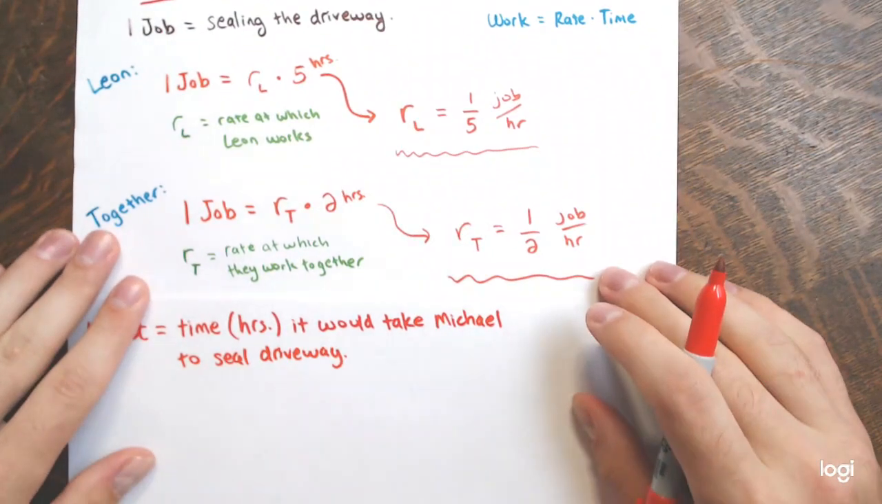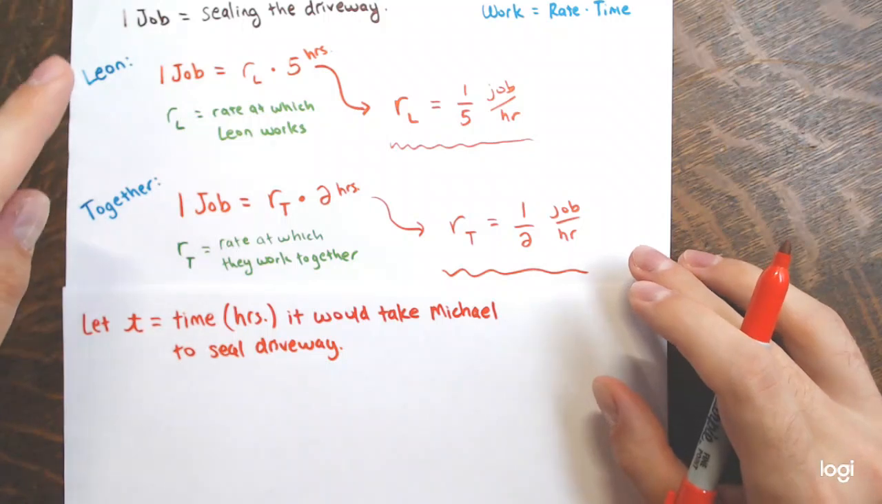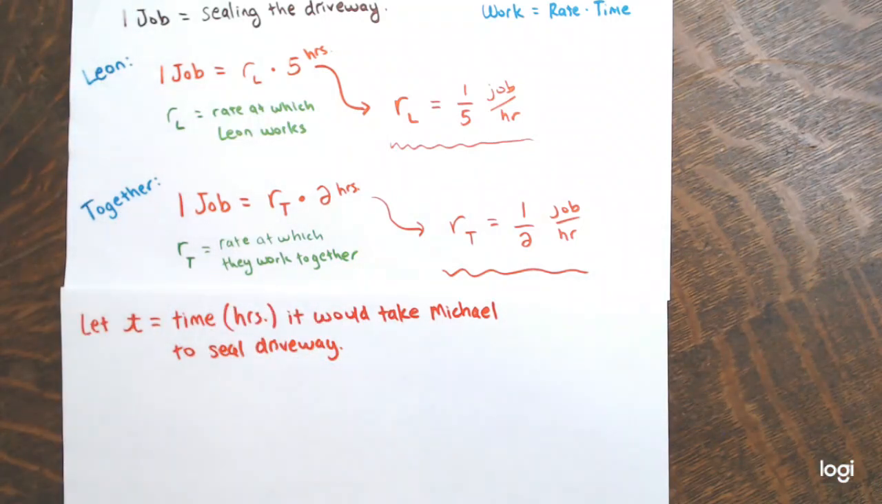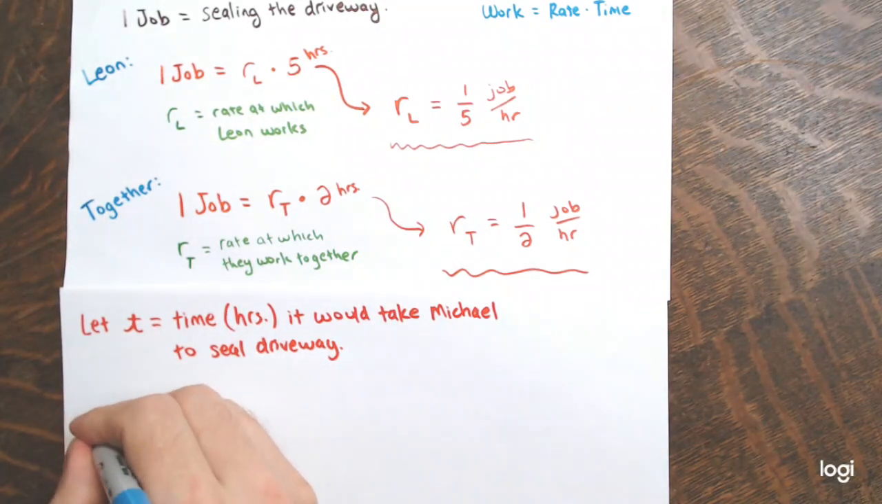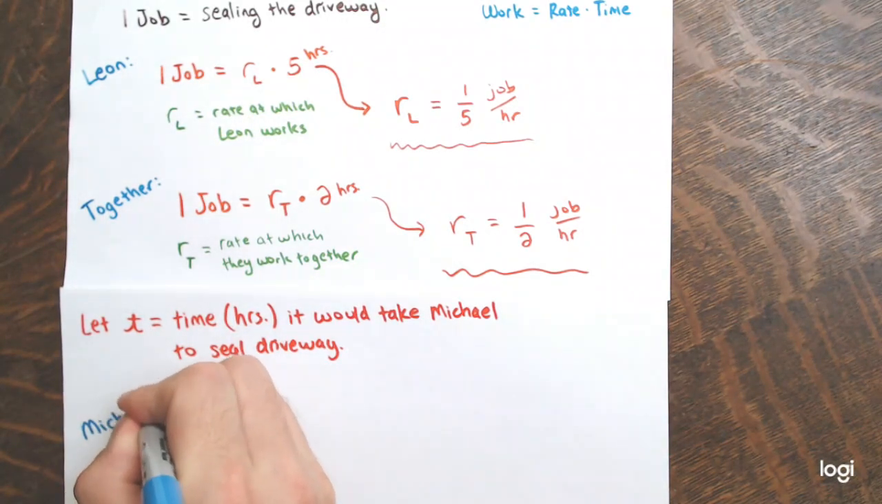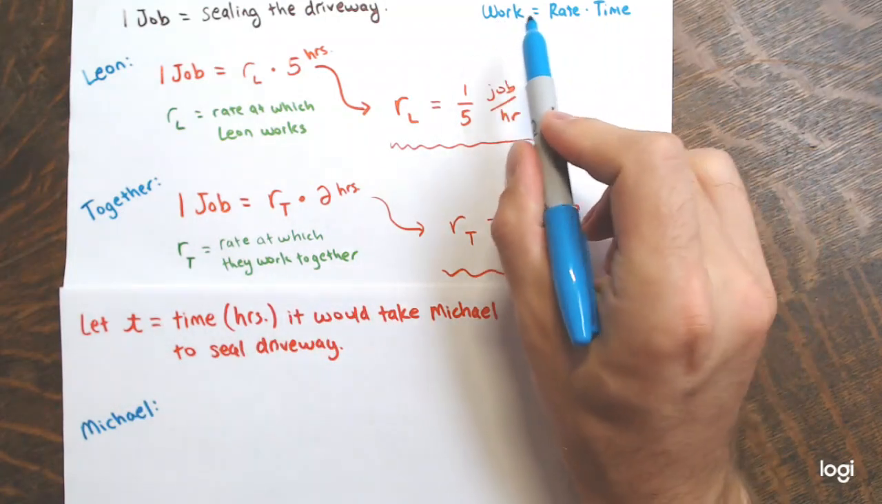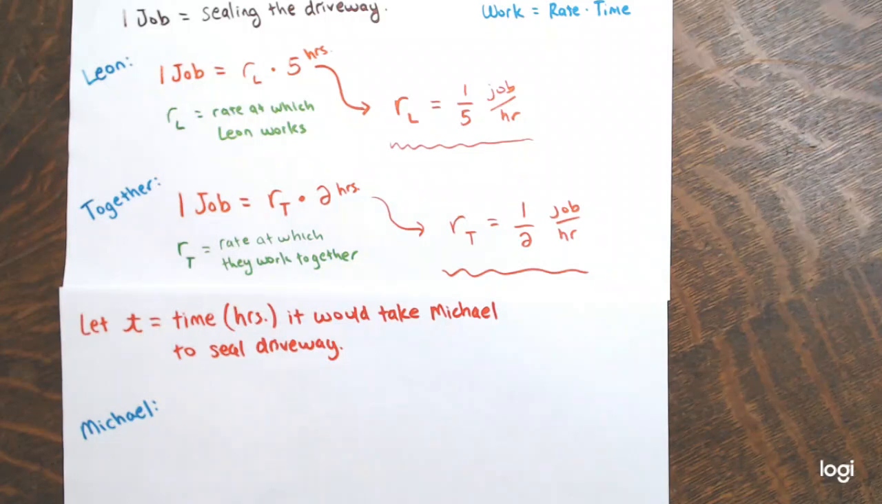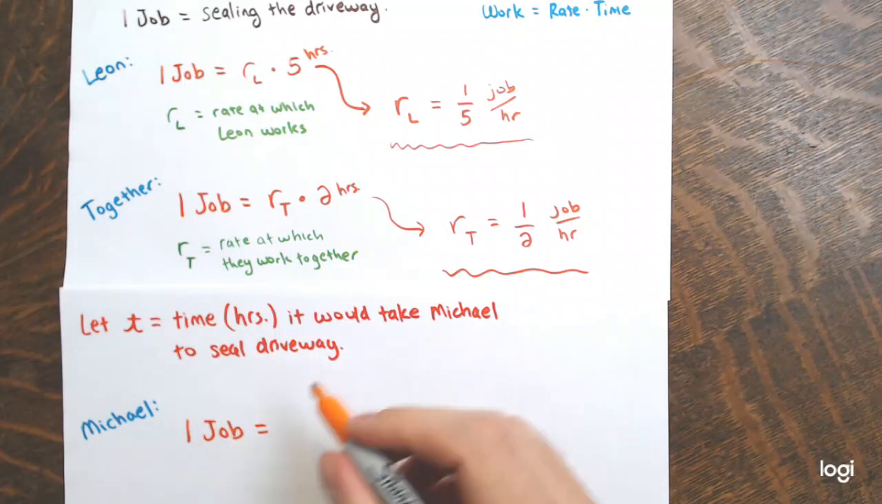Alright, so now I've talked about Leon with the information they gave me. I talked about what it looks like when they're working together with the information they gave me. Now I'm going to talk about Michael on his own. Again, using this same principle, work equals rate times time. Alright, so Michael, he does the driveway. So he completes this one job. So that's the work he did, right? The work on the left side there.